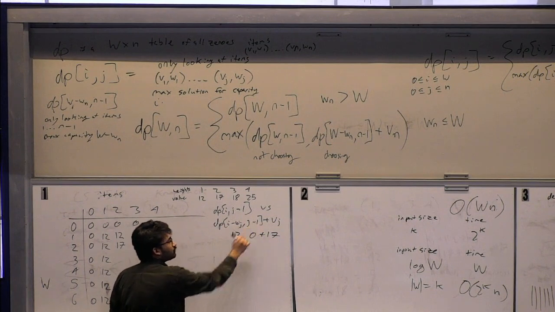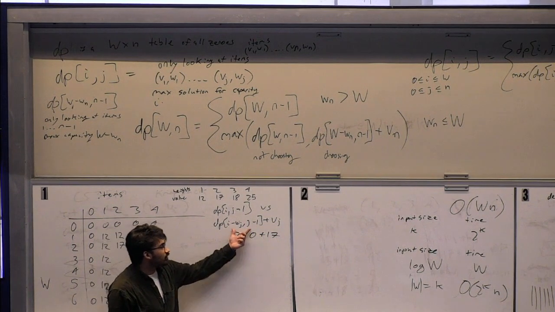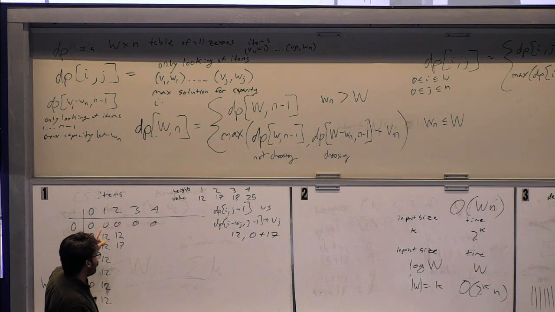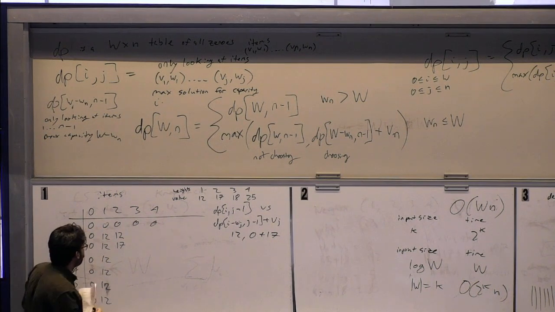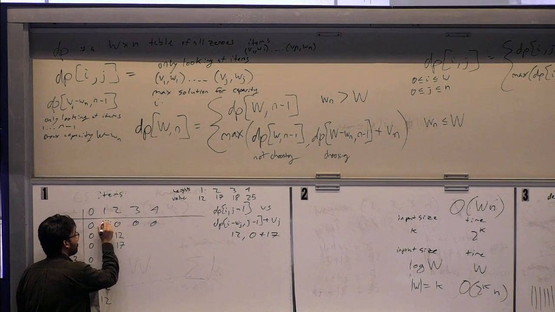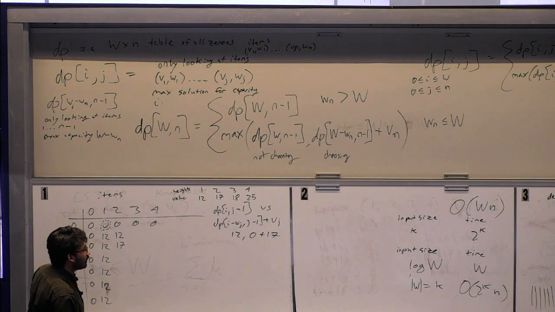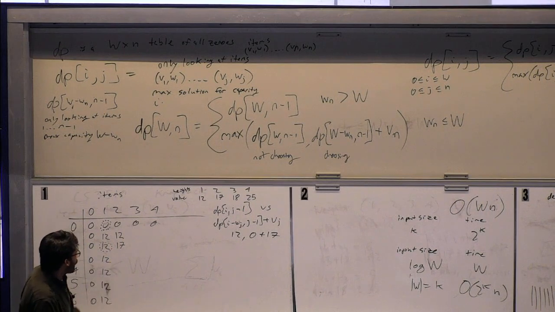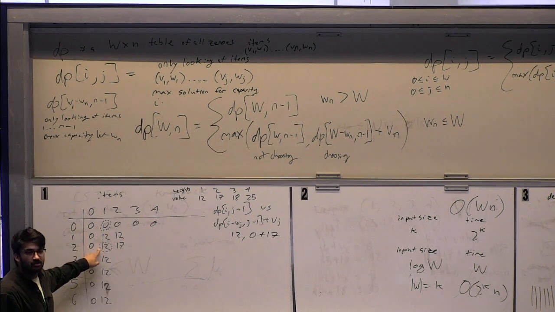Because DP of i minus w_j, j minus 1 is going to be 0. It's going to be 2 minus 2, which is the 0 row, and column j minus 1. It's going to be this one. And i, j minus 1 is this one. So you take the max of this plus 17, or this. So you're going to choose 17.